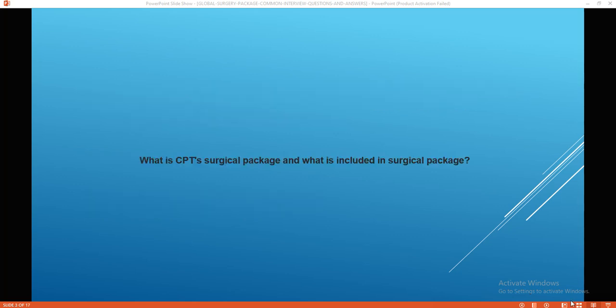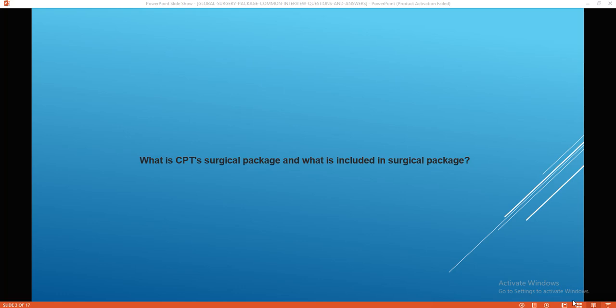So without further delay, we will start our learning process now. Our first question is, what is the CPT surgical package and what is included in it? A surgical package is a set of services related to a surgical procedure that are included in the CPT code. Basically each and every CPT code has a surgical package. Each and every procedure has a few common things the physician needs to perform, and those are included in each and every CPT code.